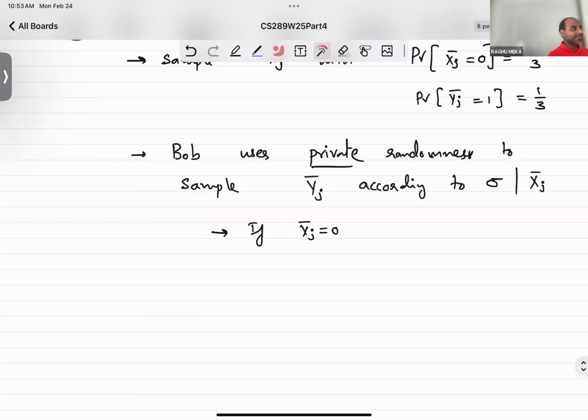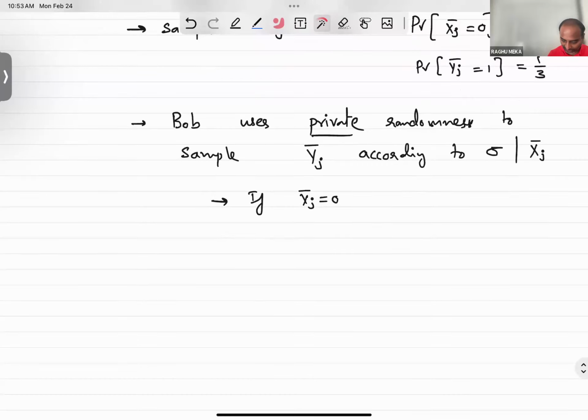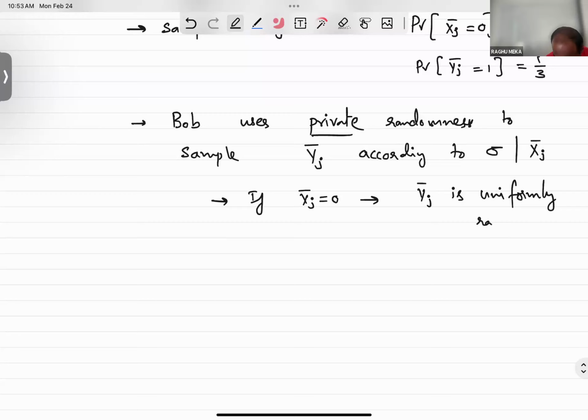So we got the marginal consistency that we wanted, but there is still something unknown about the distribution, which was important. If everything was done publicly, there's really no information to be gained by running the protocol. But now, because Bob is using private randomness, Alice doesn't know the exact value of yj bar, at least with some probability. Then yj bar is uniformly random from 0, 1.